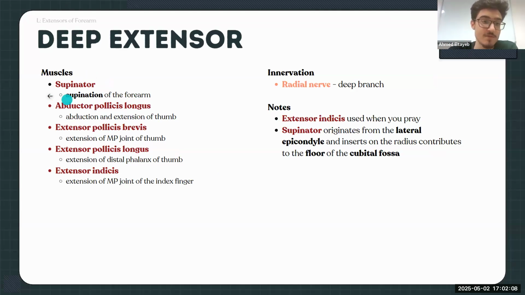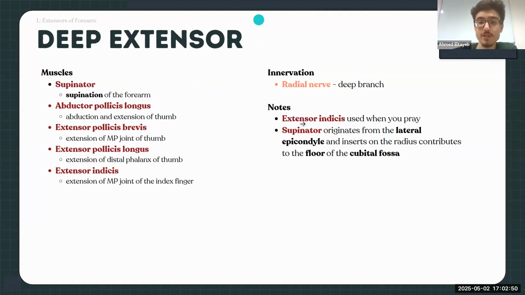What are the deep extensor muscles? You have supinator, which does supination, believe it or not. Abductor pollicis longus, and you have abductor pollicis brevis, but it's somewhere else, okay? Don't concern yourself too much about it. Extensor pollicis brevis and extensor pollicis longus, which are very self-explanatory. They're going to extend your thumb. An abductor is going to abduct your thumb. And extensor indicis. What is indicis? It's your index finger. So it's going to be responsible for the extension of your index finger. What is the innervation? Radial nerve. Simple. The innervation is much more straightforward than in the flexor compartment.